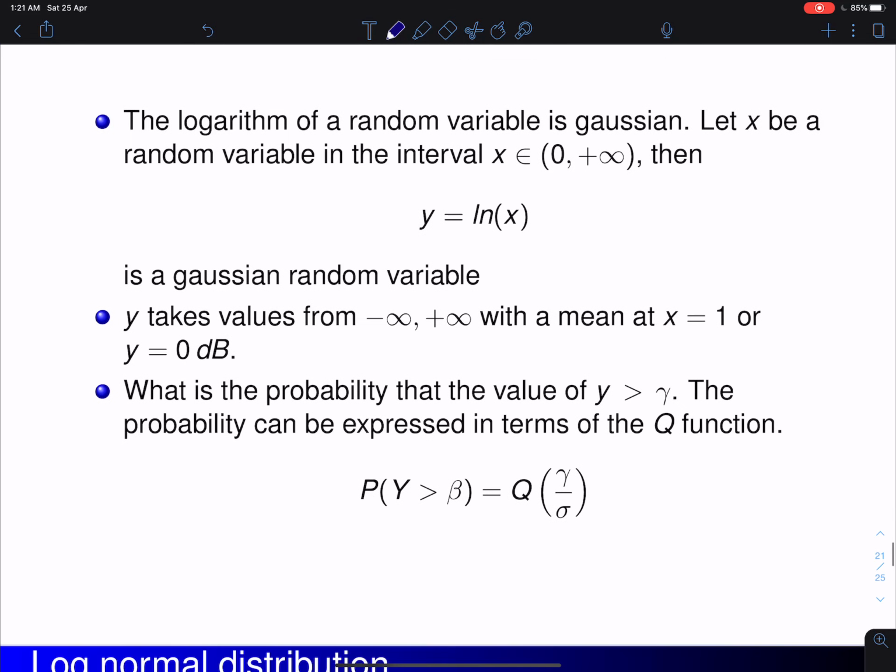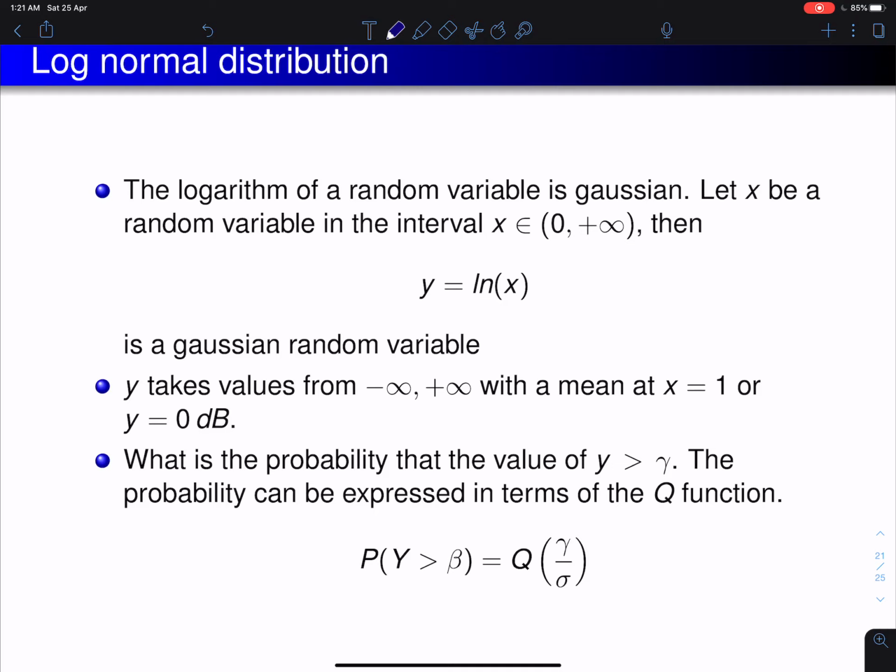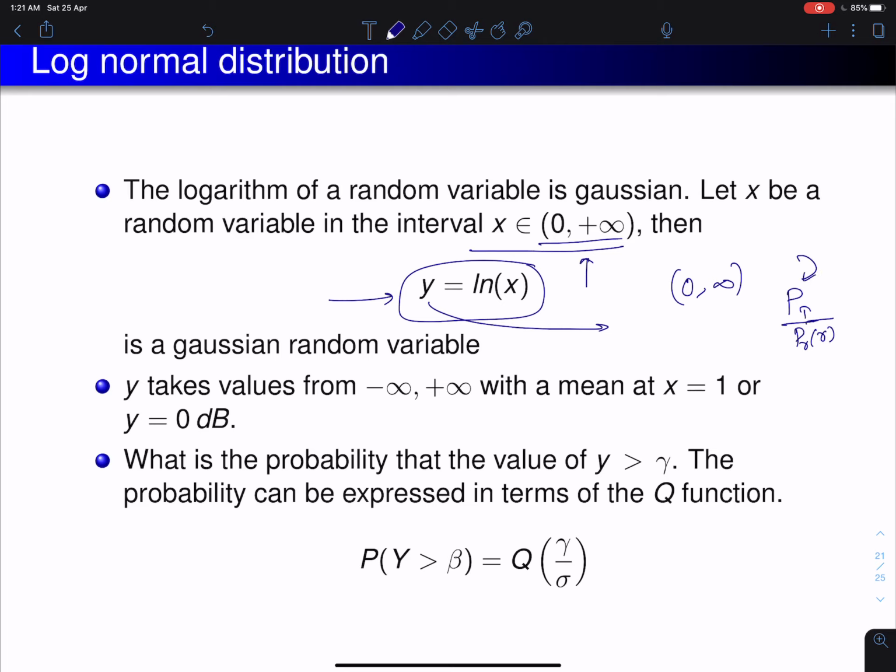Now I'll talk briefly about the log normal distribution. In a log normal distribution, x is a variable which goes from 0 to infinity, and when you take ln of x, this y will be a Gaussian random variable. I told you why it goes from 0 to infinity. Your path loss is a positive number, because it is the ratio of your transmit power to the receive power at any distance r. Obviously, as a ratio of two powers, it's always positive.